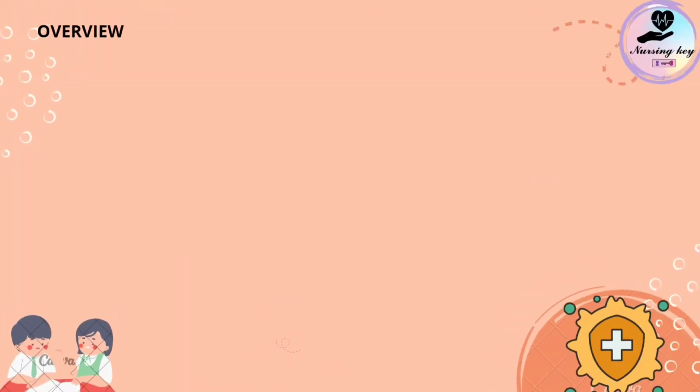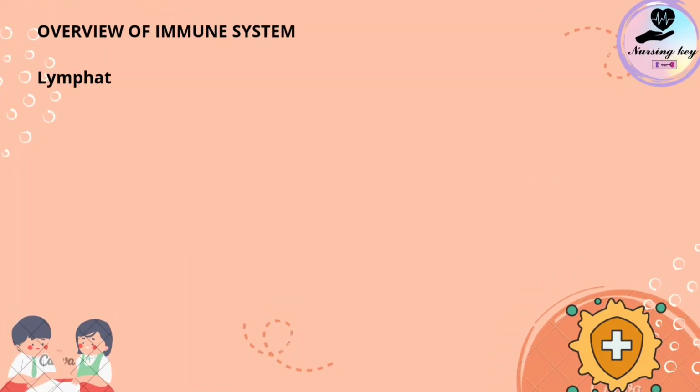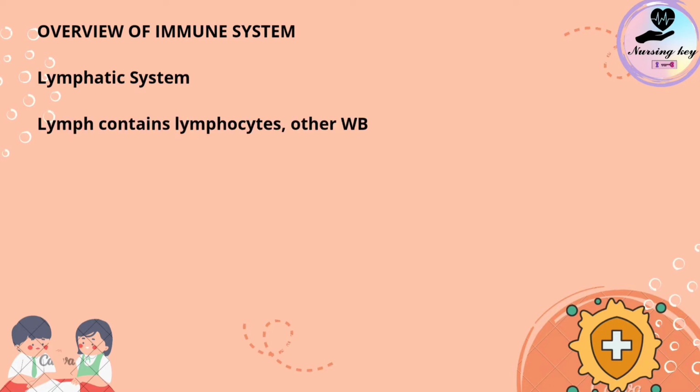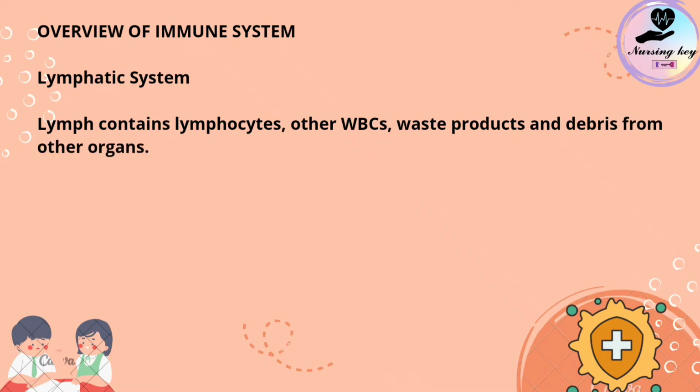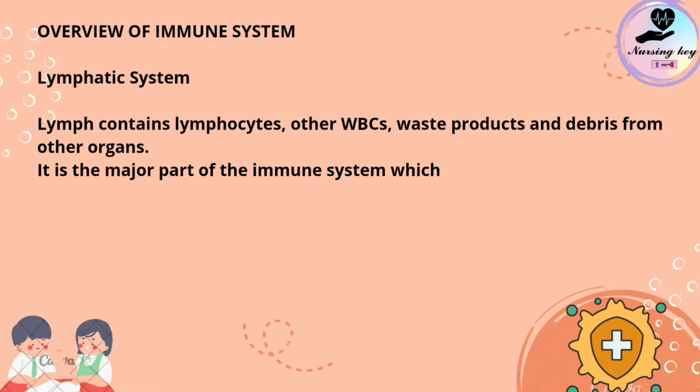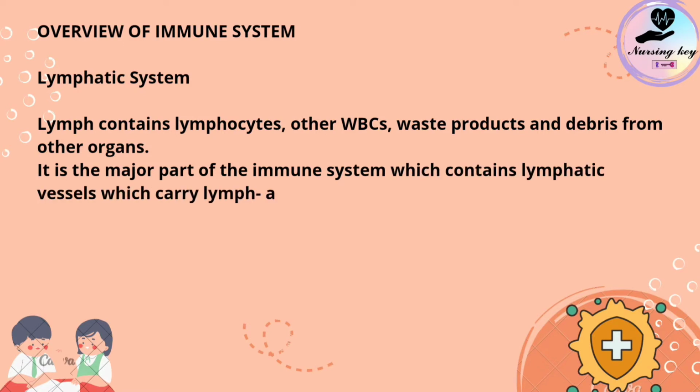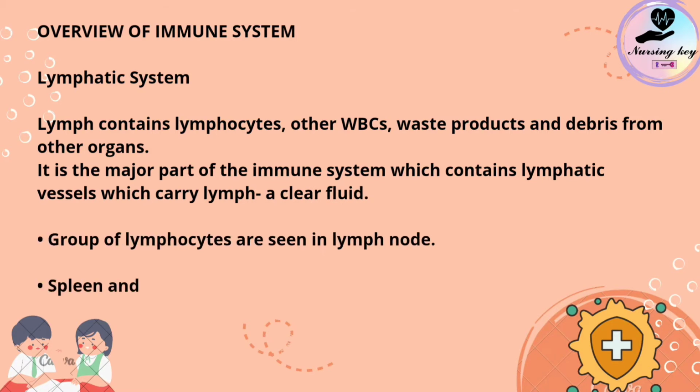Lymphatic system. Lymph contains lymphocytes, other WBCs, waste products and debris from other organs. It is the major part of the immune system, which contains lymphatic vessels that carry lymph, a clear fluid. Groups of lymphocytes are seen in lymph nodes. Spleen and thymus are the lymphoid organs.